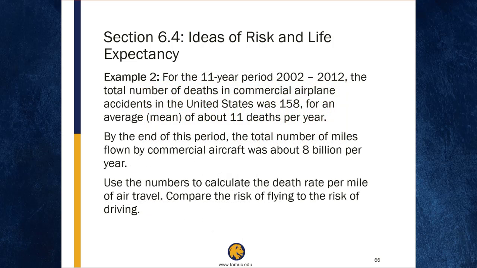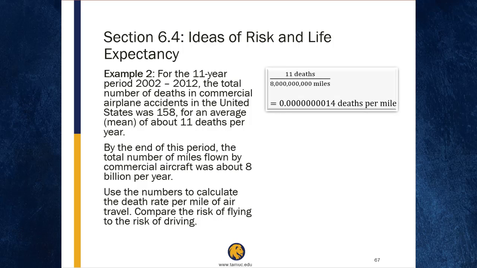In contrast, for an 11-year period from 2002 to 2012, the total number of deaths in commercial airplane accidents in the United States was 158, for an average of about 11 deaths per year. The total number of miles flown by commercial aircraft was about 8 billion per year. Use the numbers to calculate the death rate per mile of air traffic. Compare the risk of flying to the risk of driving.